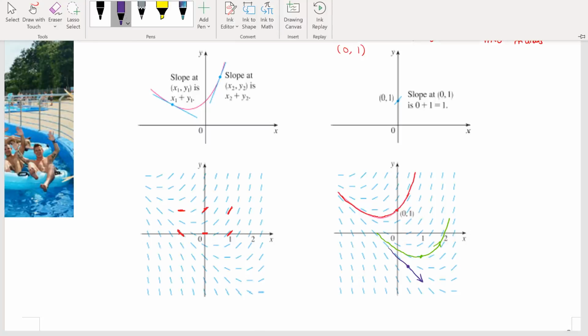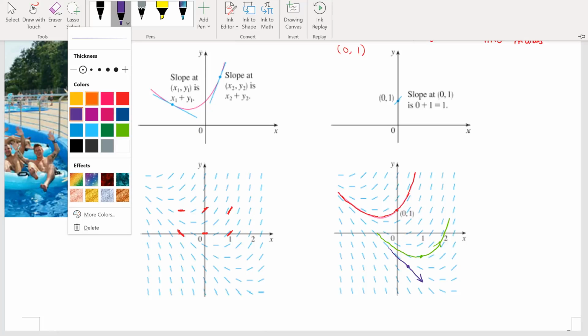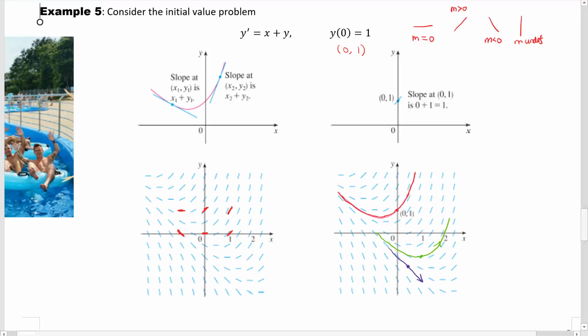And how about if we are on the left-hand side of the line, like here? Well, then it looks like that. Okay, so you can just think about the feeling of being in the water park. Okay, so let's continue.